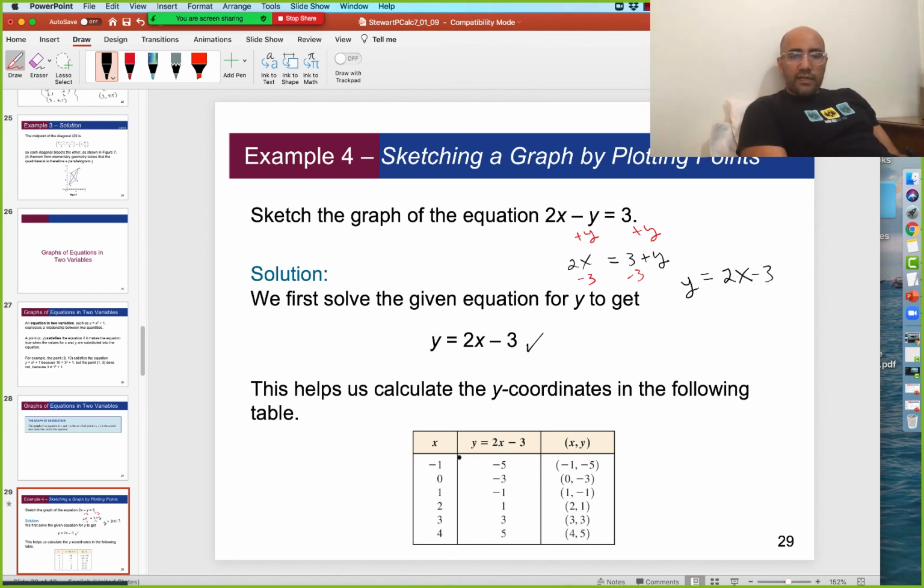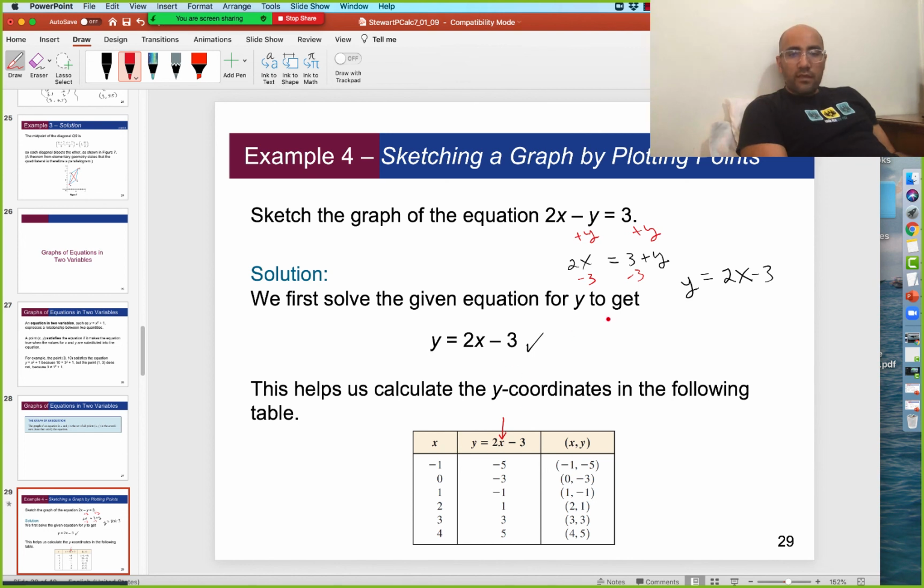Then we can just guess and check different values. If we let x equal negative 1, we can plug negative 1 into this equation. So we end up with negative 2 minus 3, which gives you negative 5. So there's the ordered pair of the solution. If we, on the other hand, let x equal 0, 2 times 0 is 0, minus 3 gives you negative 3. There's another ordered pair that works, and so on and so forth.